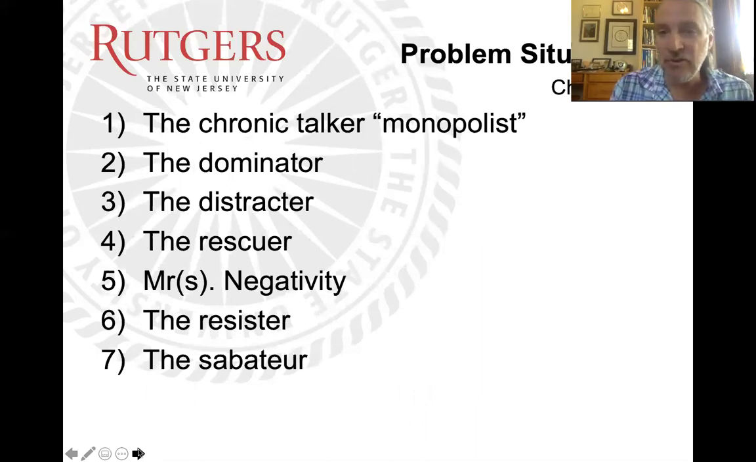So let's talk about some problem situations that you will come across. You will have the monopolist, the person that over-participates in group. You're going to hear from them early and often. And this is where you're going to be practicing your cutting-off skills. How do you reduce this person's participation without hurting their feelings or personalizing it, and get it around to everybody else?